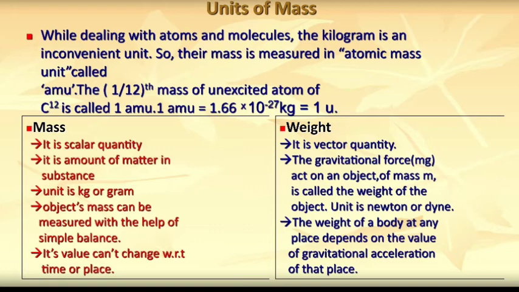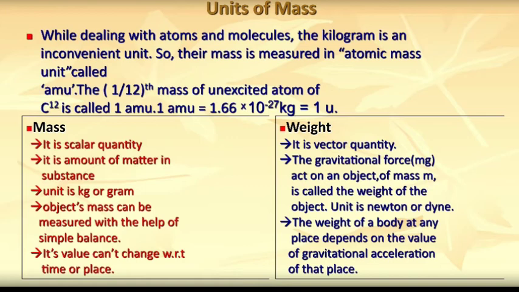Now let us take the difference between mass and weight. Mass is a scalar quantity, meaning it has only value, not direction. It is the amount of matter in the substance. The unit of mass is kilogram or gram. An object's mass can be measured with the help of a simple balance, and its value does not change with respect to time or place. On the other side we are taking the weight.